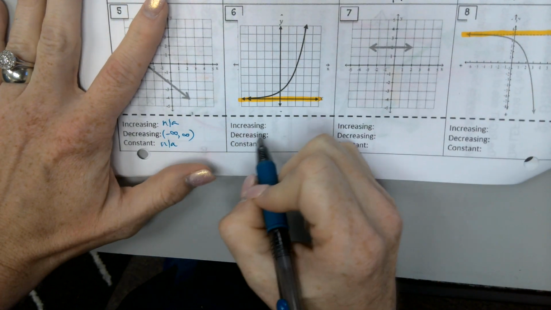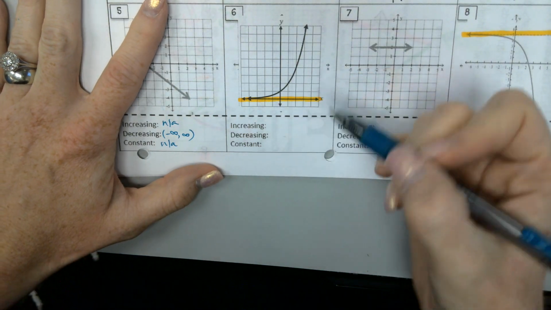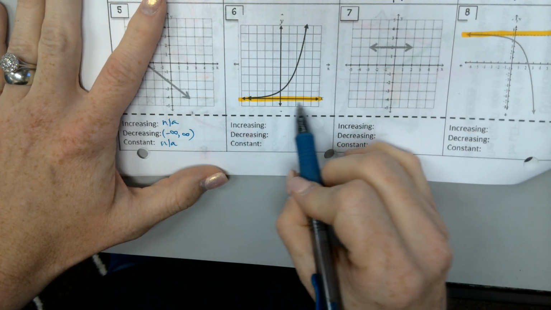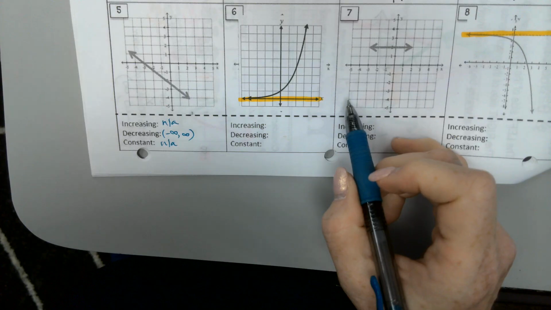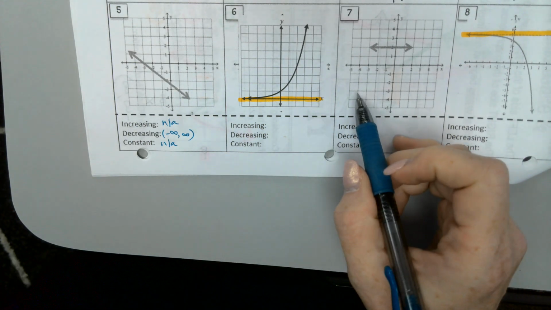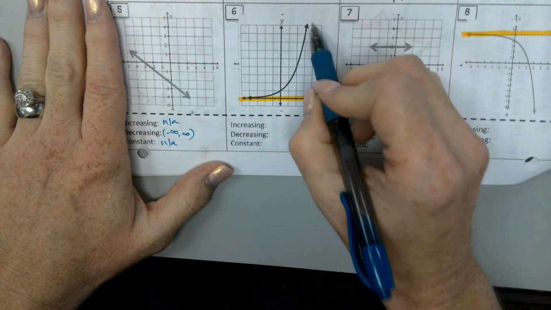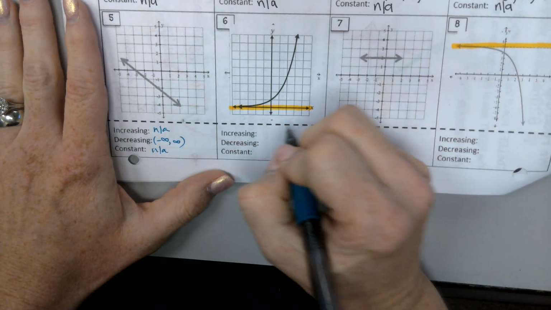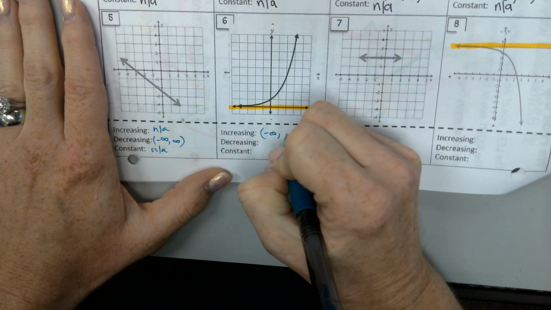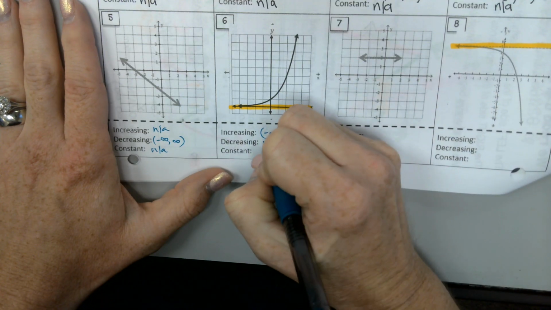Okay, here we go. Increasing or decreasing or constant on this one. Now, this right here is an asymptote. That is not actually part of the graph. So don't think that that is what we're looking at, okay? We're looking at this curve. And what is it doing from left to right? Increasing. This is exponential growth, okay?